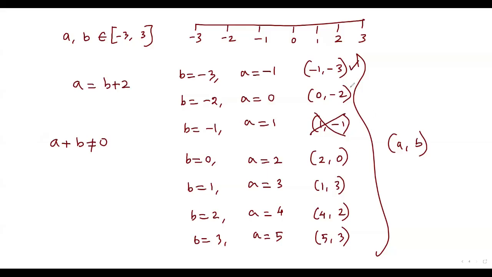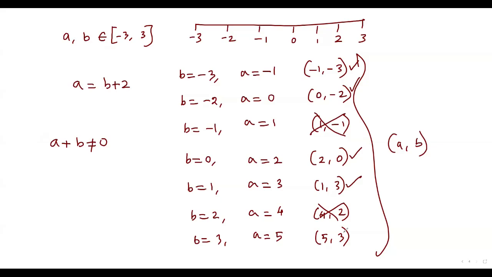So the first one is okay, the second one is okay, this one is also okay, this one is also okay. But when I consider this one, the value of a is 4. It's out of the given interval. So we can reject this one. And in this one also, the value of a is 5. That is out of this interval. We can reject this one.